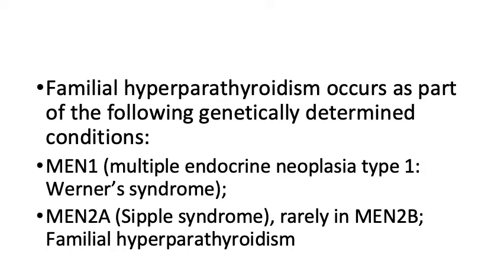Like the pheochromocytoma, familial hyperparathyroidism can occur as a part of the following genetically determined conditions. The first one is multiple endocrine neoplasia type 1, and we have multiple endocrine neoplasia type 2A, and rarely multiple endocrine neoplasia type 2B.